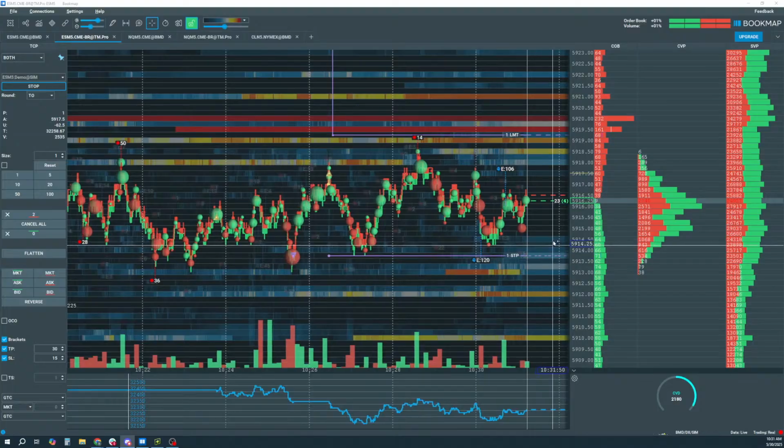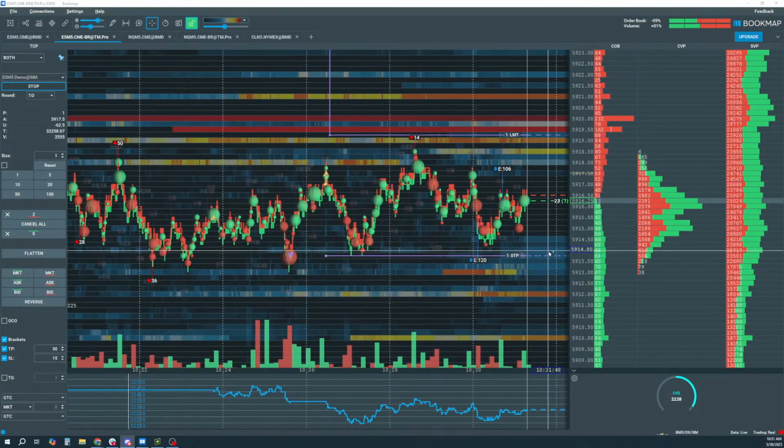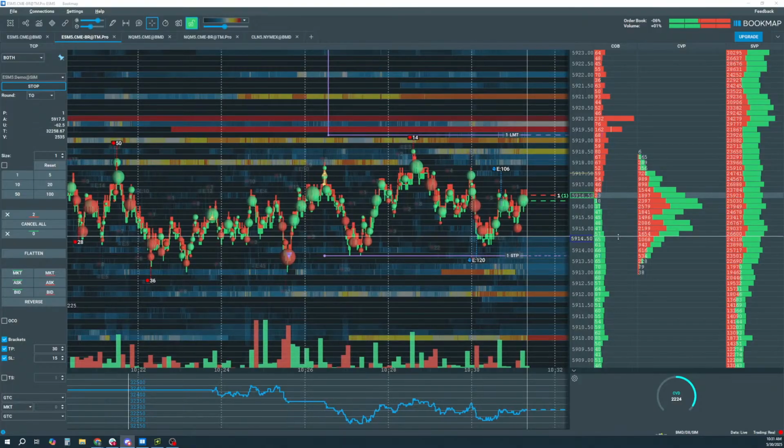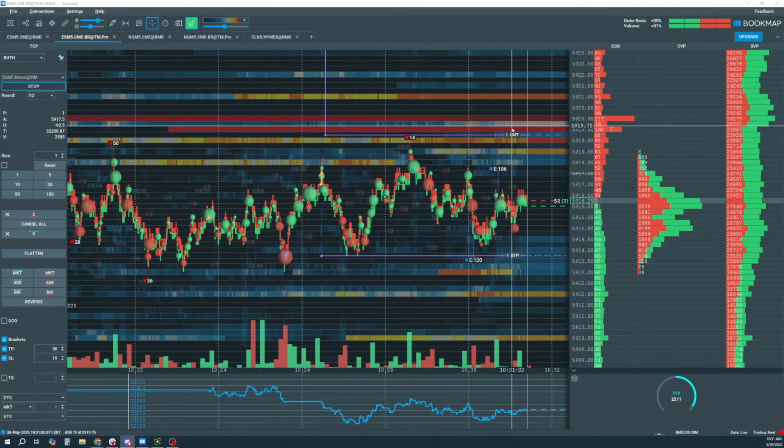Okay, we see a little bit more activity on the bid at a higher level in here. Now, what's the reaction? Do we get buyers? Starting to. Now, let's see if they can push it up into here now.